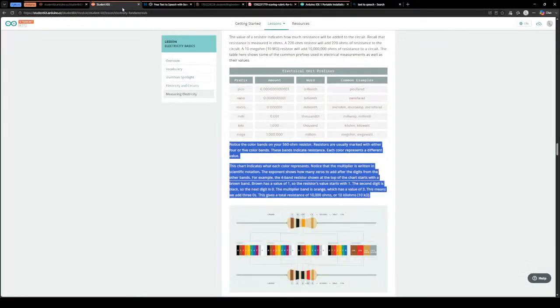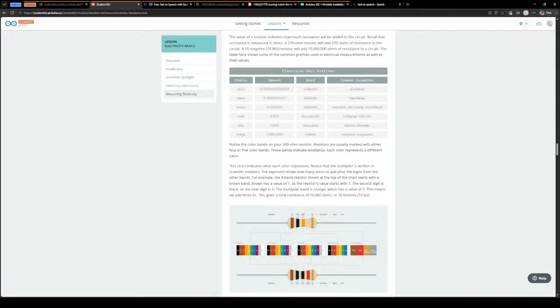Notice the color bands on your 560 ohm resistor. Resistors are usually marked with either 4 or 5 color bands. These bands indicate resistance. Each color represents a different value. This chart indicates what each color represents. Notice that the multiplier is written in scientific notation. The exponent shows how many zeros to add after the digits from the other bands.